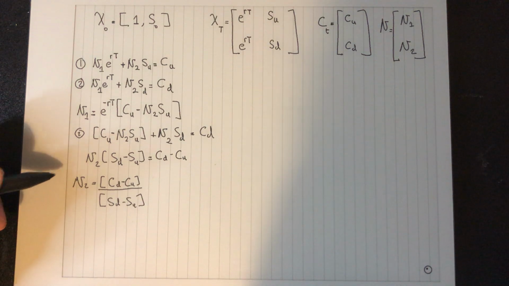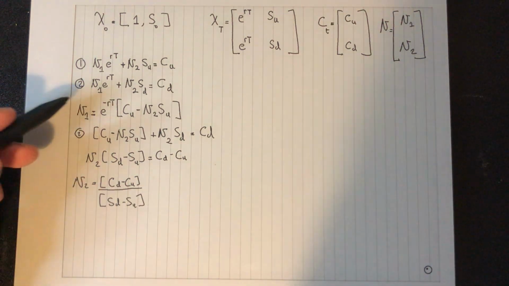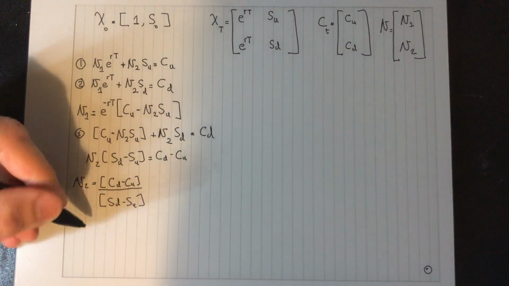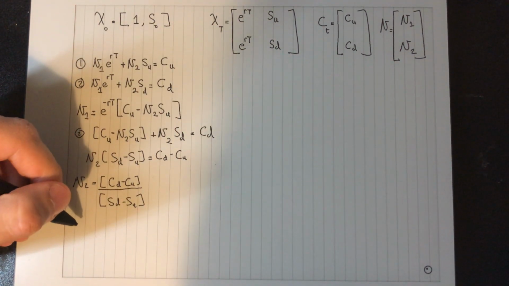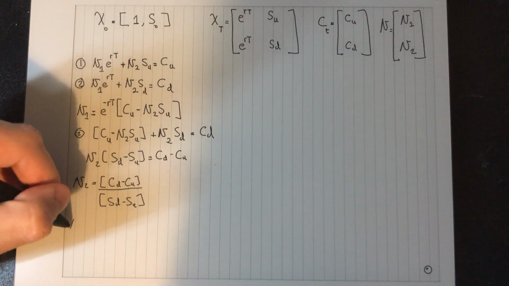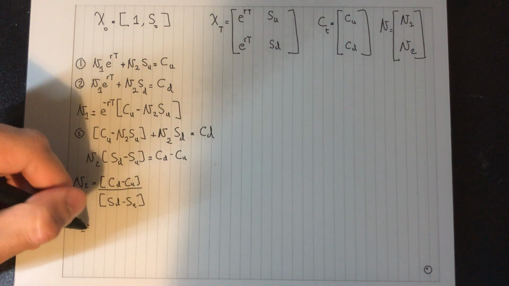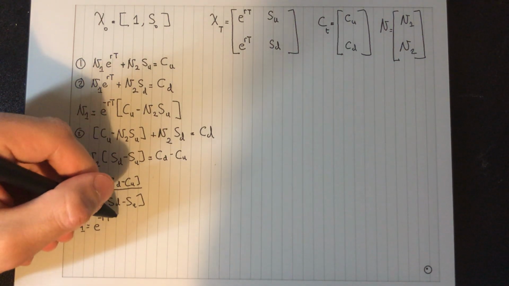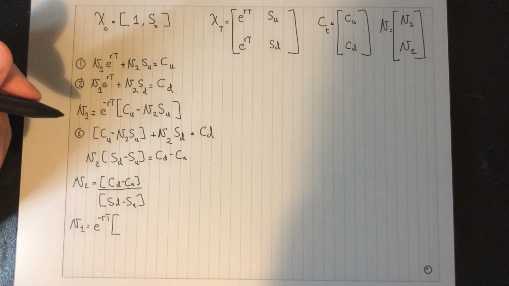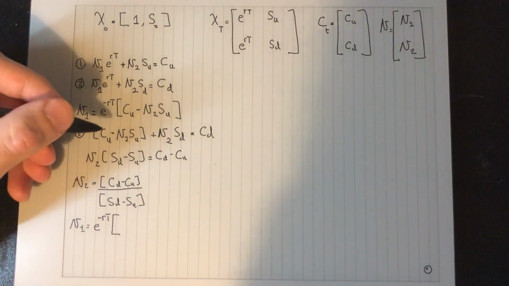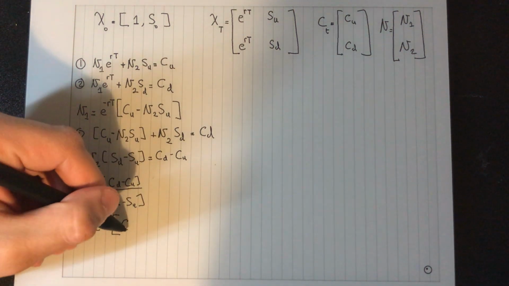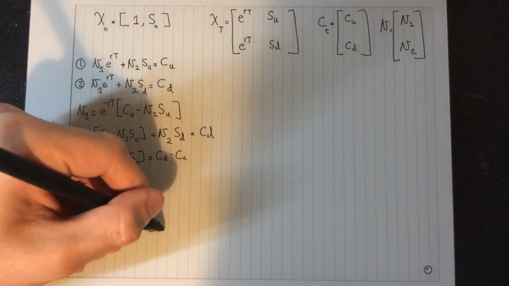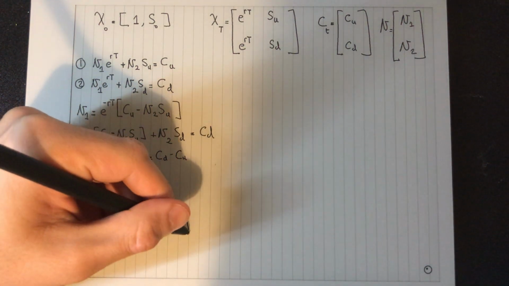And what we're going to do is substitute the value of N2 in the N1 representation to get the value of N1. So doing so, we will get that N1 is equal to e^(-RT) multiplied by C_U minus N2 S_U, where N2 is (C_D minus C_U) divided by (S_D minus S_U).